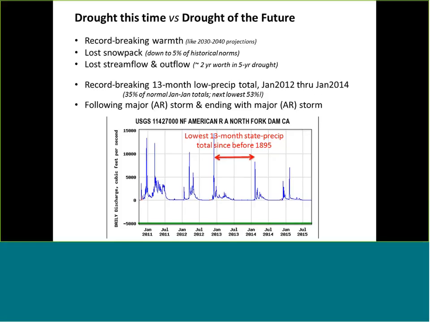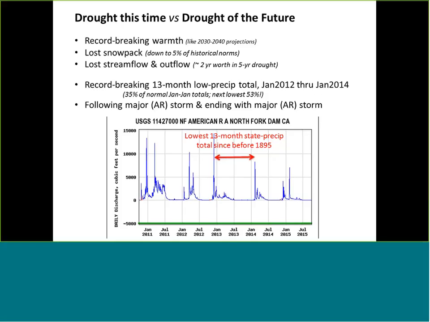I'm right there. That period was the record breaker, and indeed it was only 35% of normal January through January totals, okay? And the next lowest one in this 120-year record was 53%, so 20% more than this. So this was a standout 13-month period, and it has a characteristic that Mike pointed out to me: it really began right after a major atmospheric river storm.